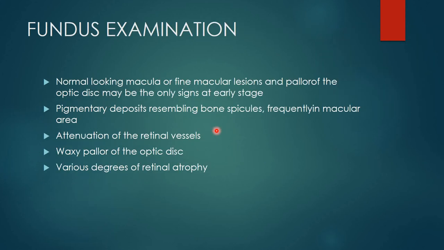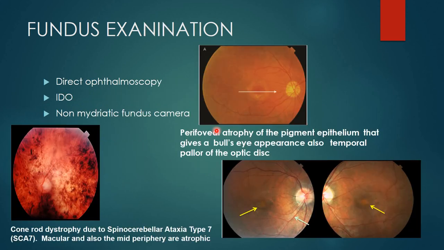Coming to fundus examination, most of the time it would appear normal, but the change which you have to note down is the pale disc. You have to see if there is any pigment deposition, any attenuation of retinal blood vessels, any waxy pallor, and any atrophies as well. These are the things which you have to look into on fundus examination. This is how a bullseye appearance looks like.